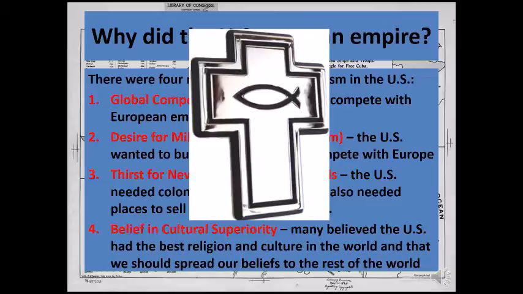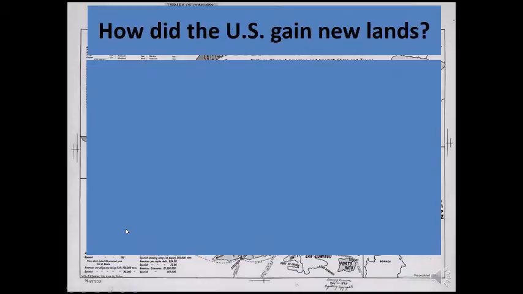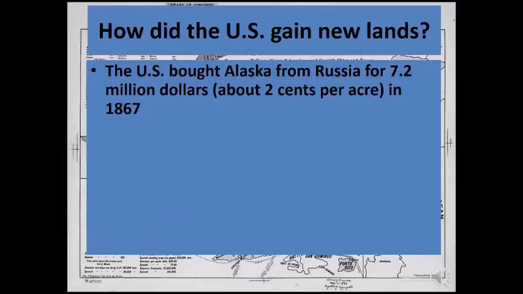So again, what are the four reasons for U.S. imperialism? We have global competition, militarism, thirst for new markets and raw materials, and a belief in cultural superiority. Now, how did the U.S. gain new lands? Well, it wasn't just war. I mean, war was a main way to gain new lands, but there were other ways we gained land too.